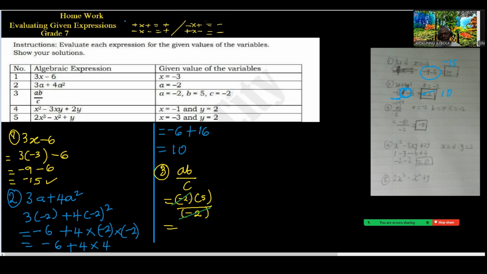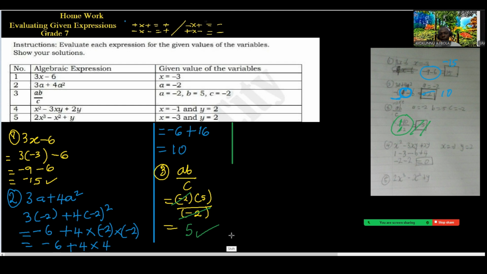So when you cancel this, what's your answer? 5. Is it going to be negative or positive? Positive. So with that, we just write 5. So you can see where the mistake lies here, right? Even as you have gotten this, this is still okay, but you should cancel the negative out since you are dividing it. So that is number 3 there.